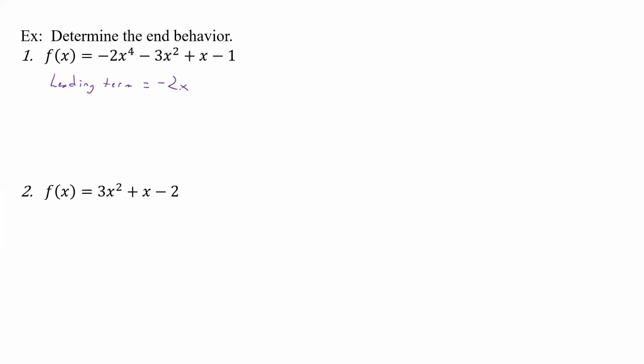So our leading term equals negative 2x to the fourth. So n is even, and k is less than 0. Okay, so even and less than 0, what does that tell us? Well, that means we know it's going to be something like this, because that's an even function, less than 0 for k. Now, do we really know what happens between here and here? No, it could do a lot of stuff, but we know that end behavior.